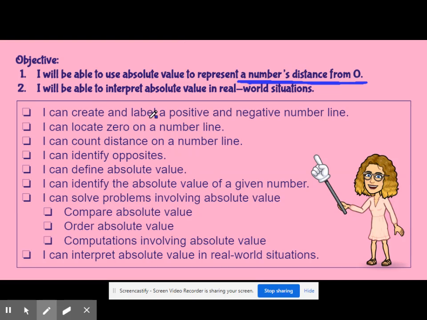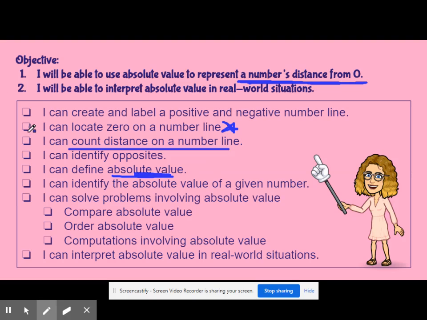You need to be able to create and label positive and negative number lines. You need to be able to find zero on a number line. That's super important. You have to be able to count distance on a number line, like counting those tick marks. You need to be able to identify opposites. We're going to work on defining absolute value, and we're going to identify the absolute value and solve problems using absolute value. And then we're going to lastly use absolute value in real world situations.